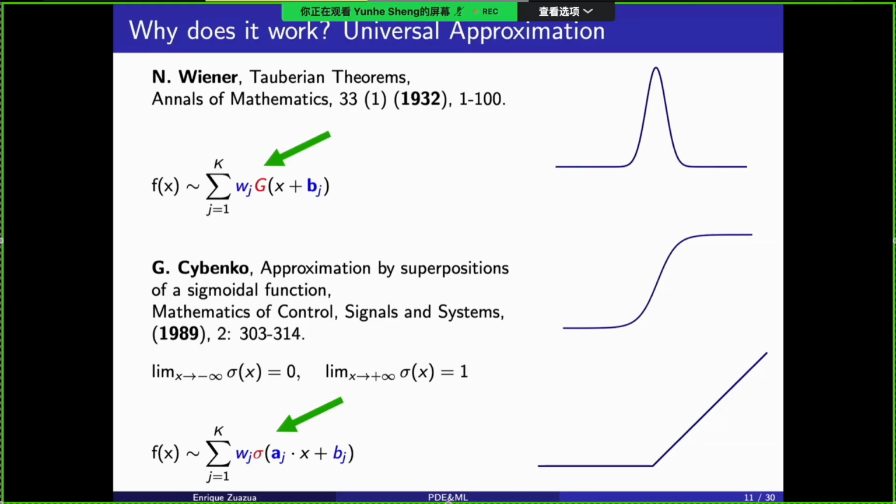It was actually published in a control journal, Mathematics of Control, Signals and Systems, where Cybenko said, listen, I can do what Wiener did, but now, instead of the Gaussian, I can take a sigmoid function. Why was this another article? Well, because the sigmoid function does not fulfill the condition of Wiener that the Fourier transform is positive.